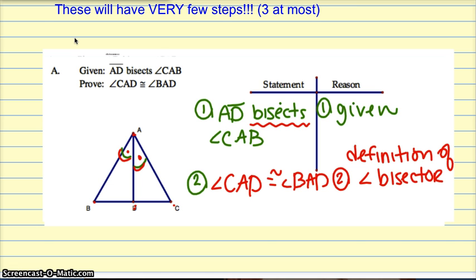Or you can give an if-then statement. They're a little bit harder to word. We've worked on them before. If, and these need to be generic, if a segment bisects an angle, then the angle is cut into two congruent angles.